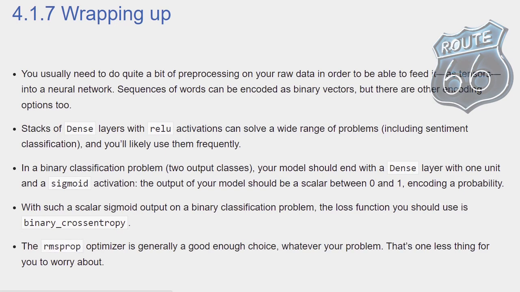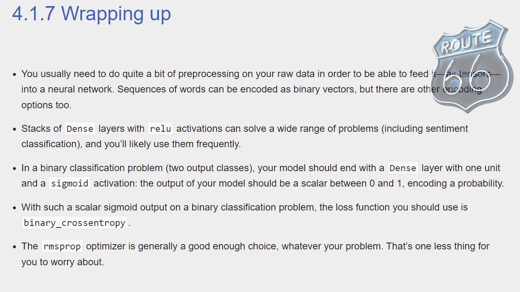Section 4.1.7. Wrapping up. Here's what you should take away from this example. You usually need to do quite a bit of pre-processing on your raw data in order to be able to feed it, as tensors, into a neural network. Sequences of words can be encoded as binary vectors, but there are other encoding options too.